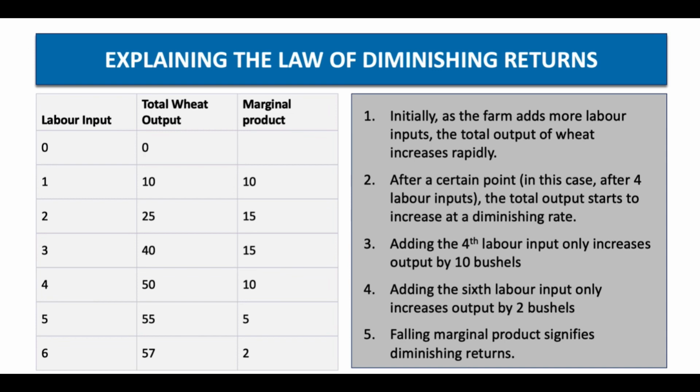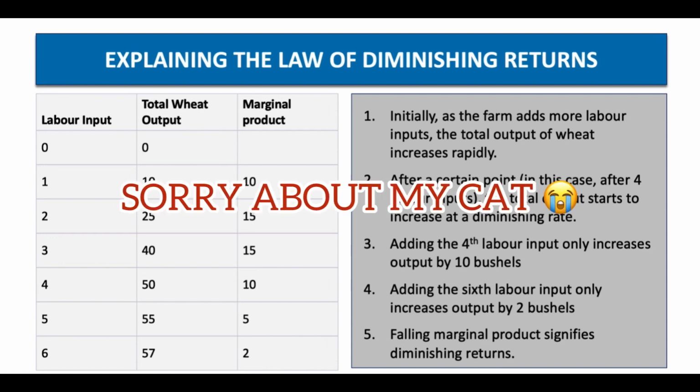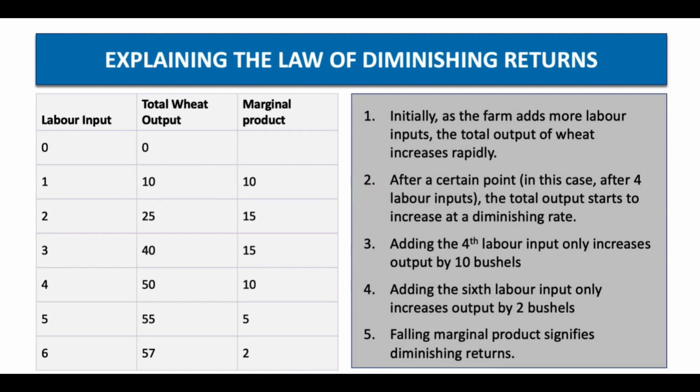However, after a certain point, in this case, the fourth unit of labour, the total output starts to increase at a diminishing rate. The fifth unit of labour only adds 5 extra units to output. So once marginal product starts to decline after a certain point, for example, the fixed input of land and capital becomes increasingly overburdened by additional labour units, then we get diminishing returns.